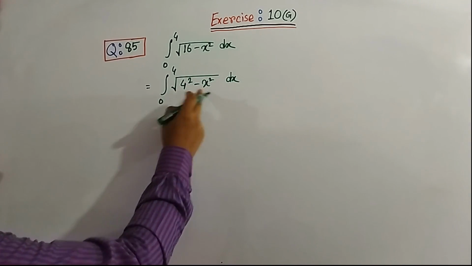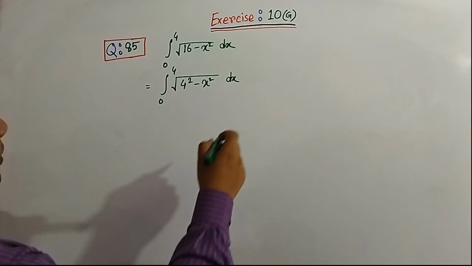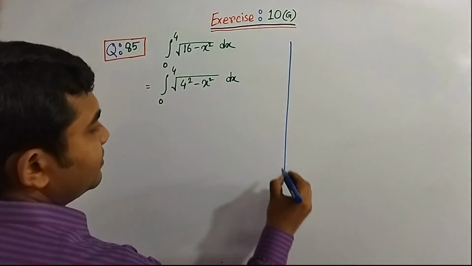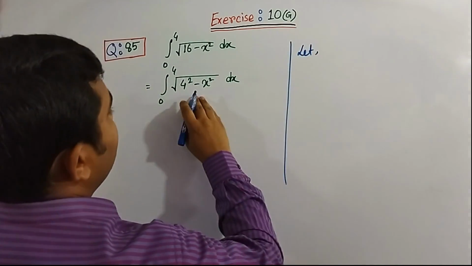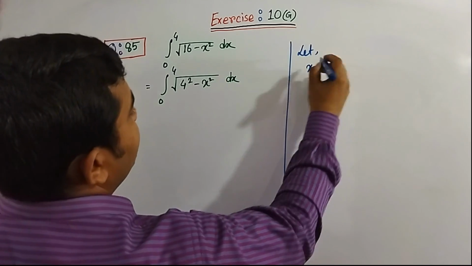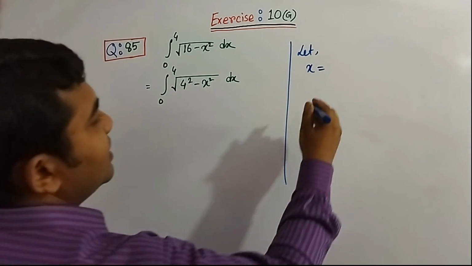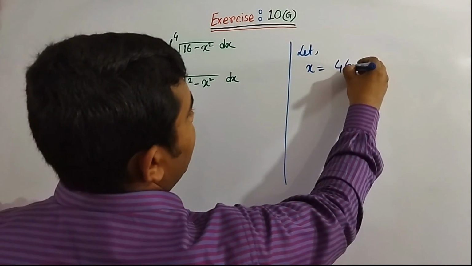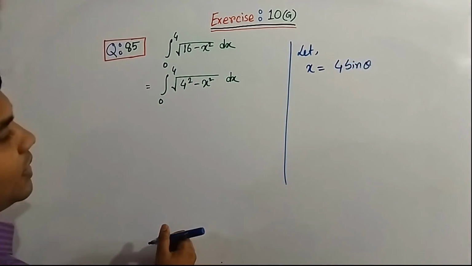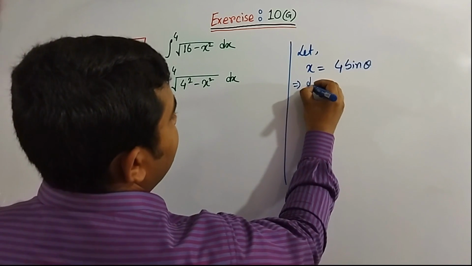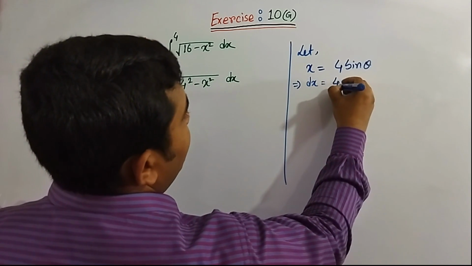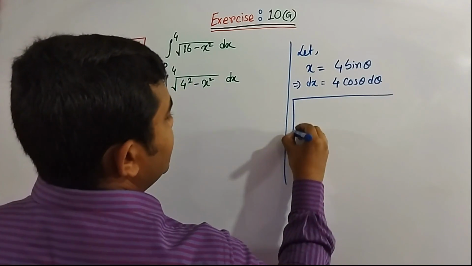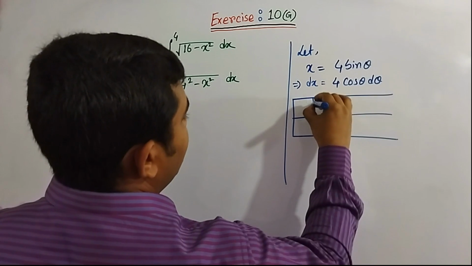That is a square minus x square. Then we'll let x be what? We'll go for the assumption part, that is x should be a sin theta, or here 4 sin theta, say for example. If we differentiate this part, then we'll get dx should be 4 cos theta d theta, and after this we'll get two values for two limits, isn't it?